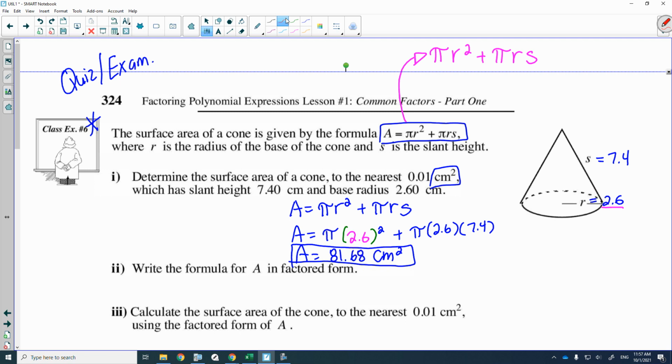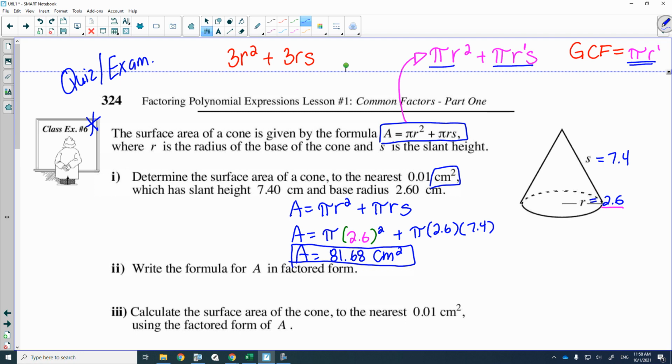If I say factor this, you have to figure out what the GCF is. The pi throws students. So just pretend that that wasn't pi. Just pretend it was the number 3, right? If I said 3r squared plus 3rs, what would you pull out? A 3, right? So if I've got a pi here and a pi here, I could factor out a pi. So pi, how many r's do you want me to take out? 1. How many s's do you want me to take out? None. That is your GCF.